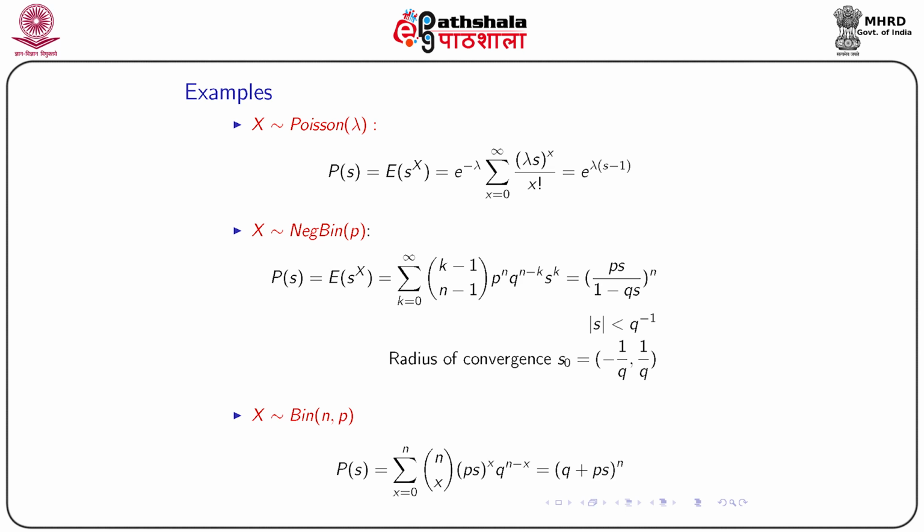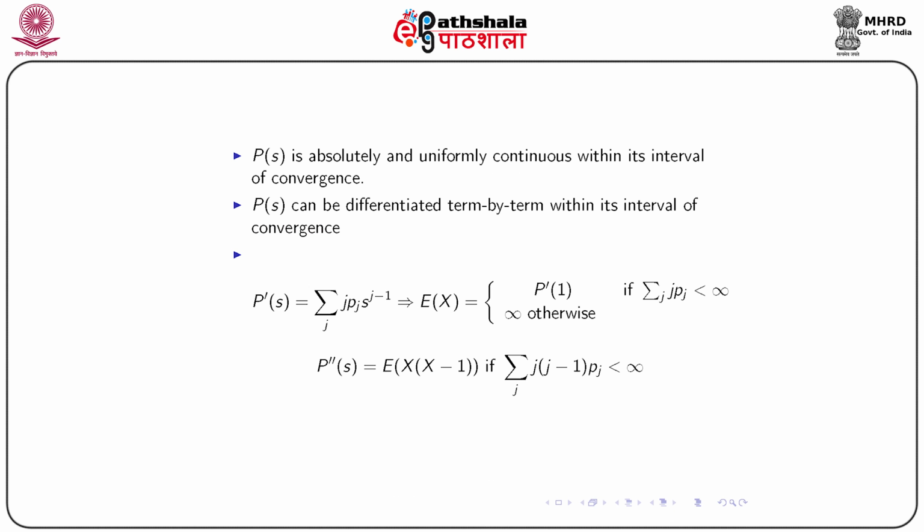Now one interesting note is that whenever we are talking about probability generating function, we are confining ourselves only to discrete random variables, because for a continuous random variable we don't have any concept called probability generating function, because here the probability that X equals x for a continuous random variable is 0. P(s) is absolutely and uniformly continuous within its interval of convergence. So this is one very important property that one must remember, that the probability generating function is absolutely and uniformly continuous within its interval of convergence.